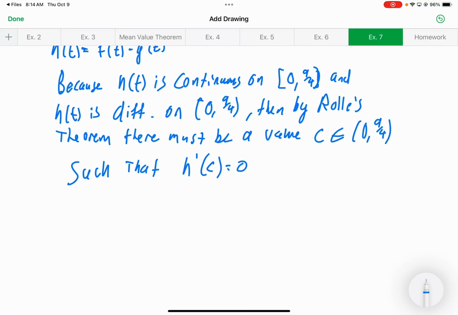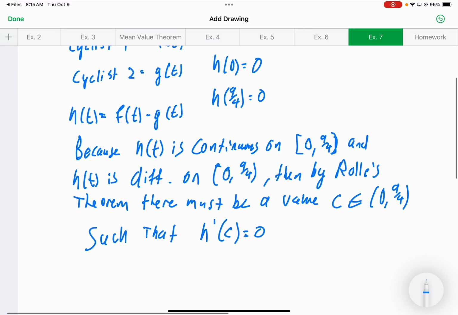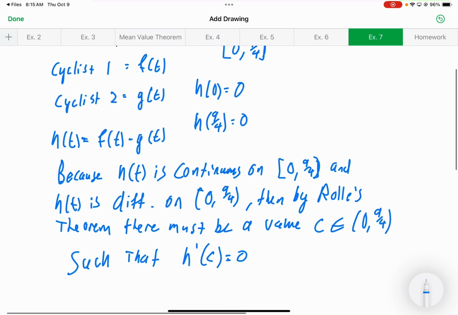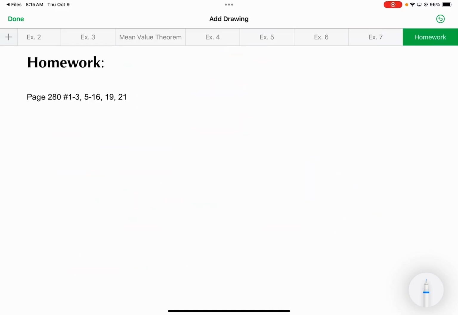equals 0. What does h prime of t represent? That'd be the difference in their velocities, right? Because if f of t is their position, the derivative of f of t is f prime of t, which is the velocity of cyclist 1. And then same thing with g, same story there. G prime of t would be the velocity of cyclist 2. So the difference in their velocities would be 0, which makes them traveling the same rate at some point in that interval. Okay? All right.